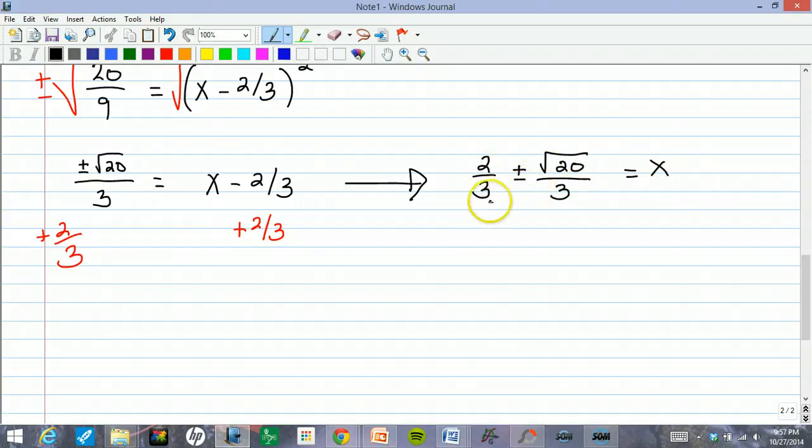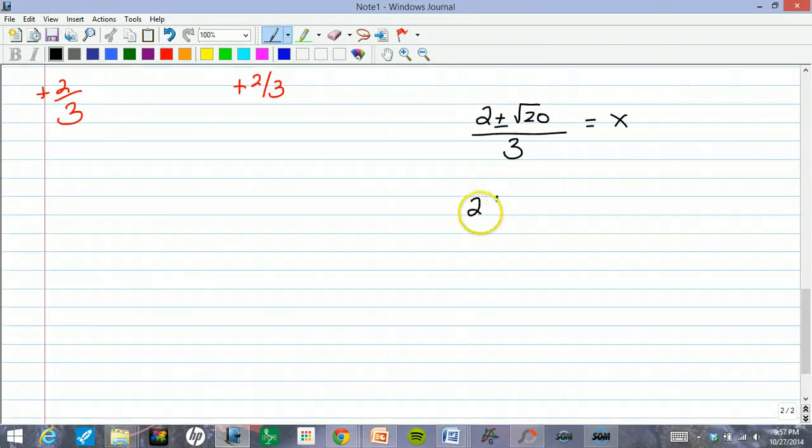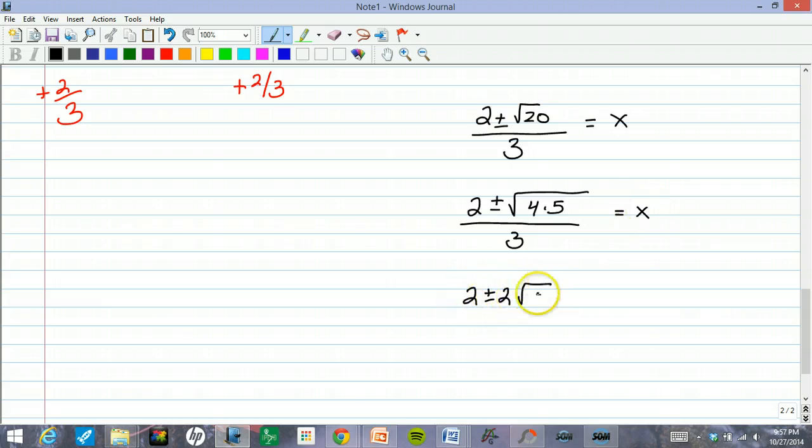I'm adding two fractions. Luckily they have the same denominator. That's pretty nice. So this just makes 2 plus and minus the square root of 20 over 3. Since the denominators are the same, we just add the numerators. And now the square root of 20 can be simplified as, let's see, 2 plus minus the square root of 4 times 5. Those are our zeros. The square root of 4 is 2. The square root of 5 does not simplify, over 3.